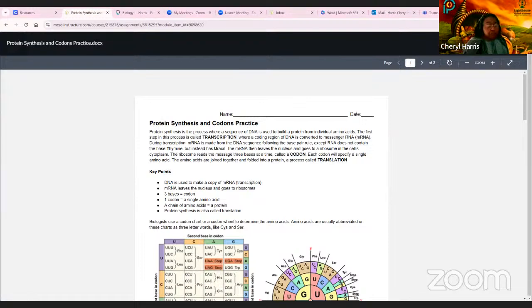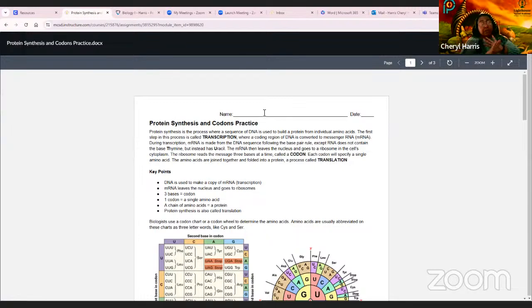It never leaves the nucleus. So we have to find a way for the information to get out of the nucleus to the parts of the cell that make the protein. So its job is to make proteins. We have these two activities: transcription and translation. What we do when we read the DNA, that's called transcribing, and the messenger RNA does that.